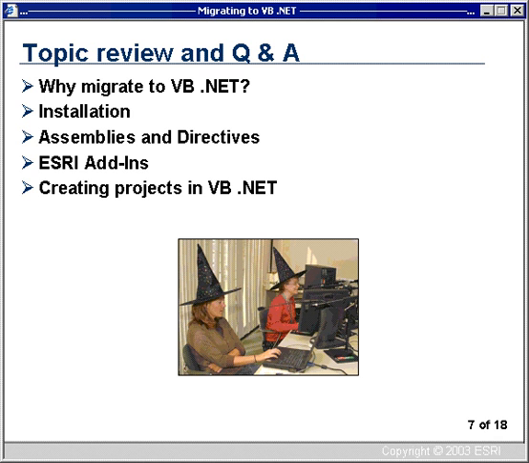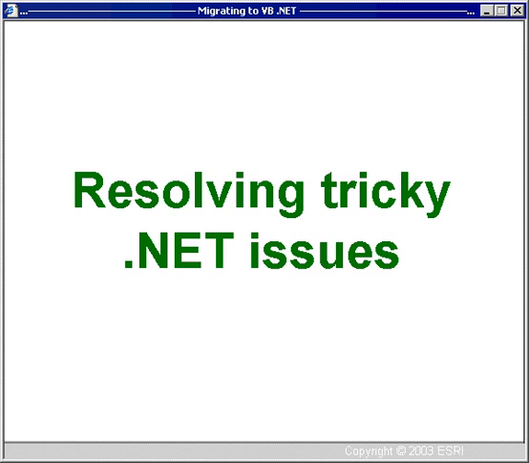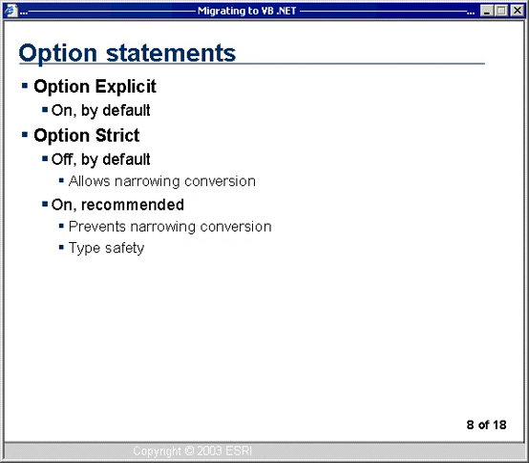Well, now let's continue with our second topic. This go-around, we'll look at some of the tricky situations that you might encounter in .NET, and we'll talk about ways that you can work around or resolve these issues. Let's begin with the option statements.